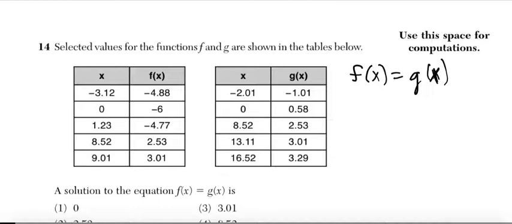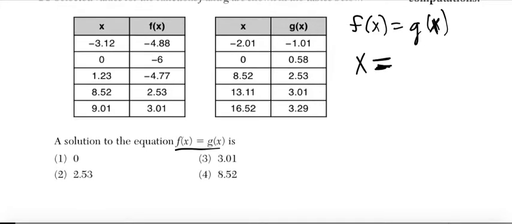When you solve that equation, the solution is just the x value, not an ordered pair, because when you're using function notation, the solution to f of x equals g of x has to be the x value that makes them equal. So basically we're saying f of x equals g of x when x equals which number? So 0. F of 0 is negative 6, but g of 0 is 0.58, so this is not a solution.